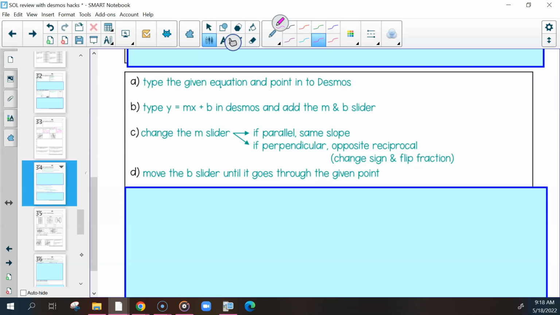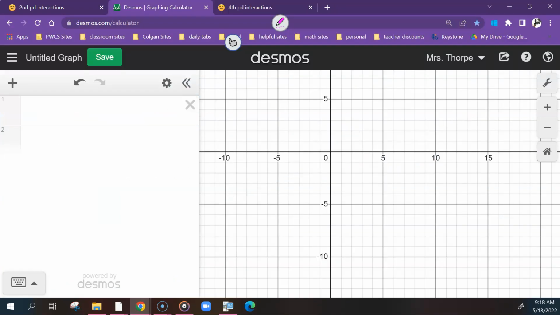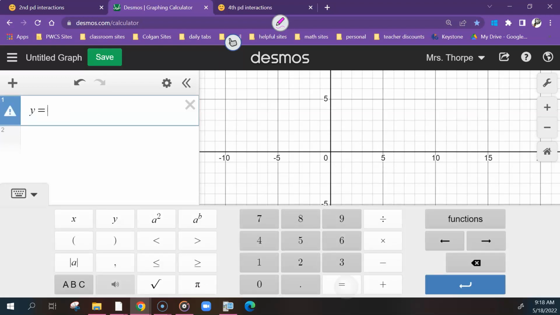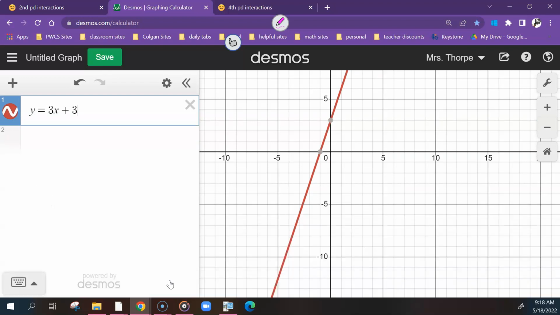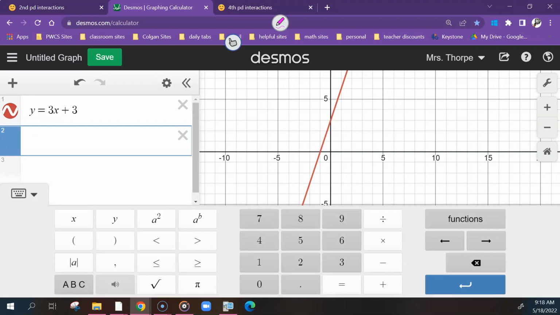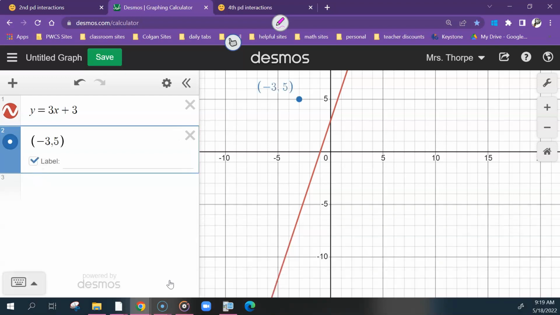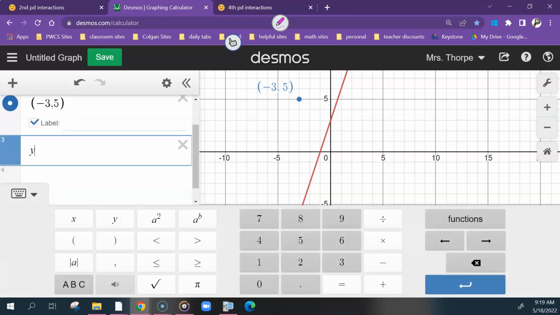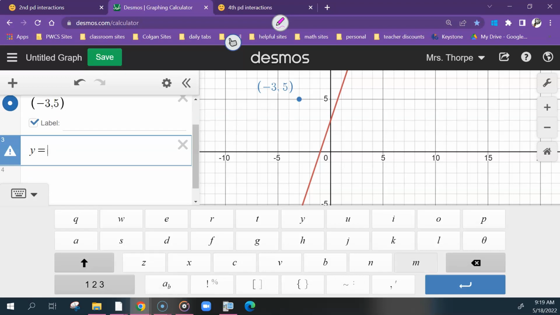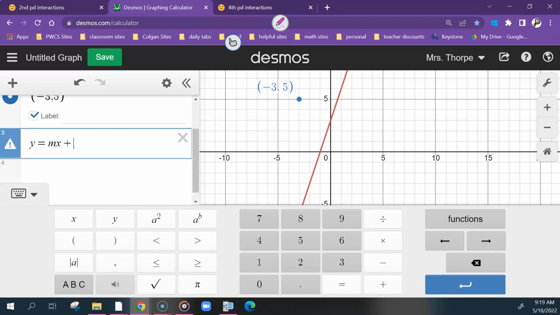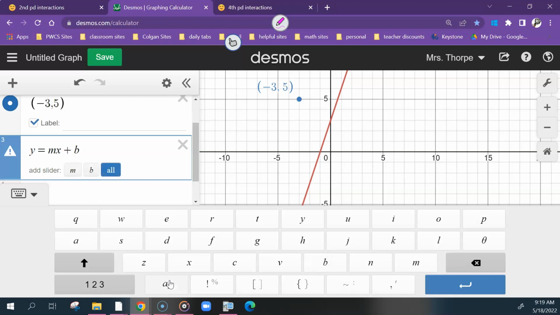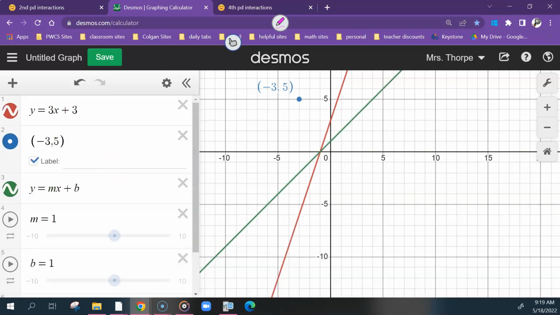Okay, I'm gonna put this in Desmos. So we would put in the given equation, y equals 3x plus 3, and then put in the point, which was negative 3, 5. And then I'm going to type in y equals mx plus b. It's going to say add slider. You're going to choose all.